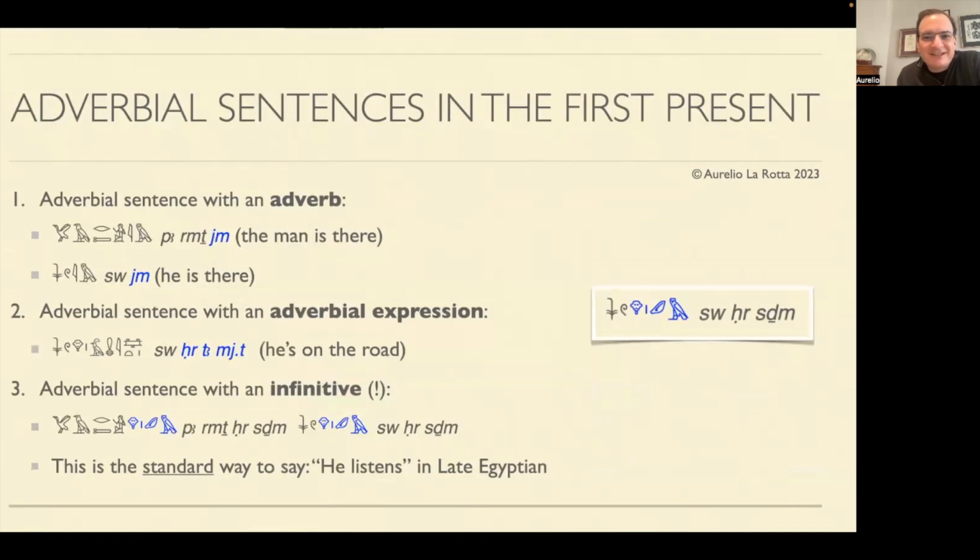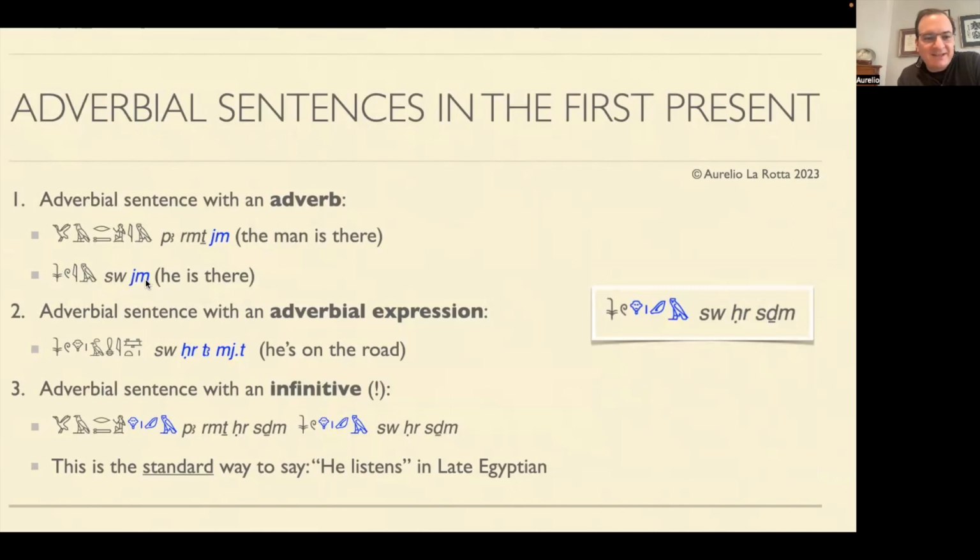So what we need for that in Late Egyptian is adverbial sentences in the first present. And we already had a bunch of them over the last few sessions. Namely, we had adverbial sentences with an adverb, like, for example, pa remech im, the man is there. Ta eschimet im, the woman is there. Or if I want to use a pronoun, su im, that would be the basic form of the sentence. Subject and adverb, su im, he is there. In this case, it's a pronoun that I was using here.